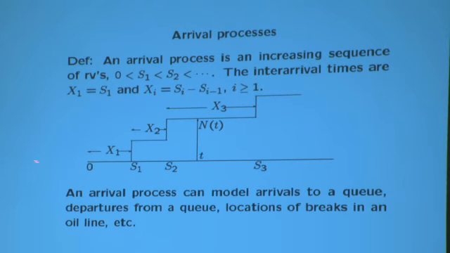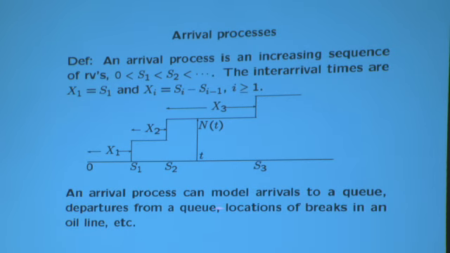These are random variables, so these arrivals come in at random times. X1, X2, X3 are the intervals between arrivals, and N of t is the number of arrivals that have occurred up until time t. So every time that t passes one of these arrival times, N of t pops up by 1, pops up by 1 again, pops up by 1 again. The sample value pops up by 1.